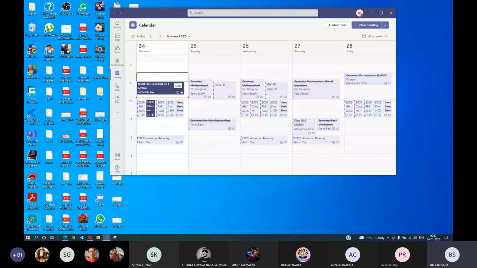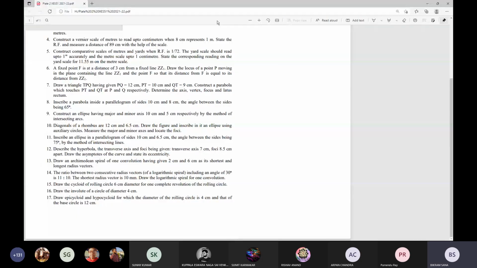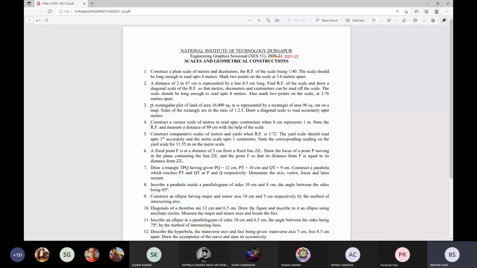In this third one, what distance do we have to plot? We can get the RF from the first line, given a rectangular plot of land area. From here we can find the RF by 90 by 16,000 into 100 into 10 to the power 4, under root. So we can get the RF, but what distance do we have to show in the diagonal scale?